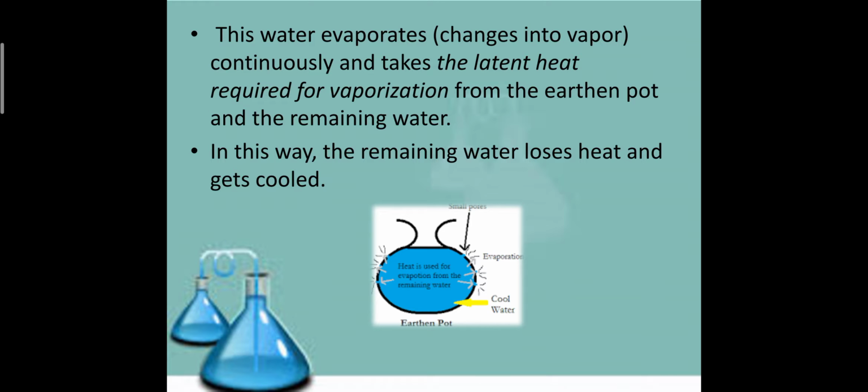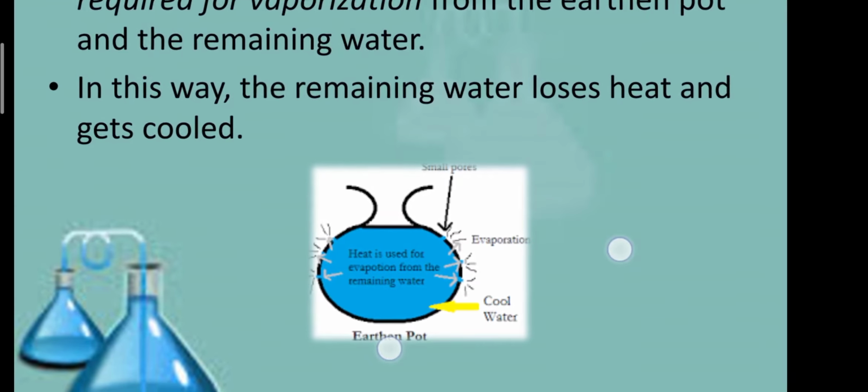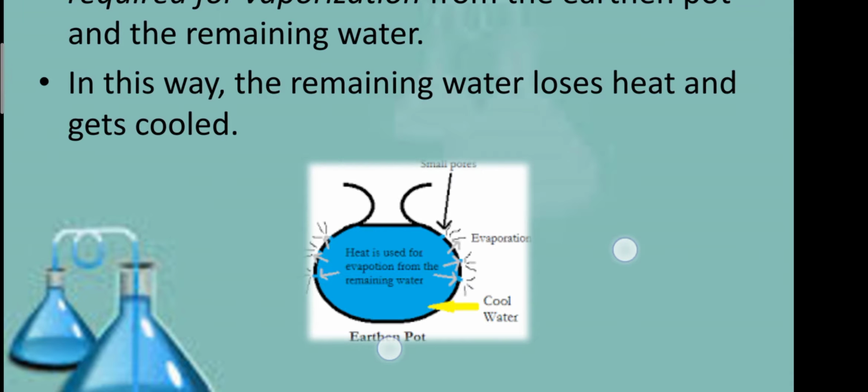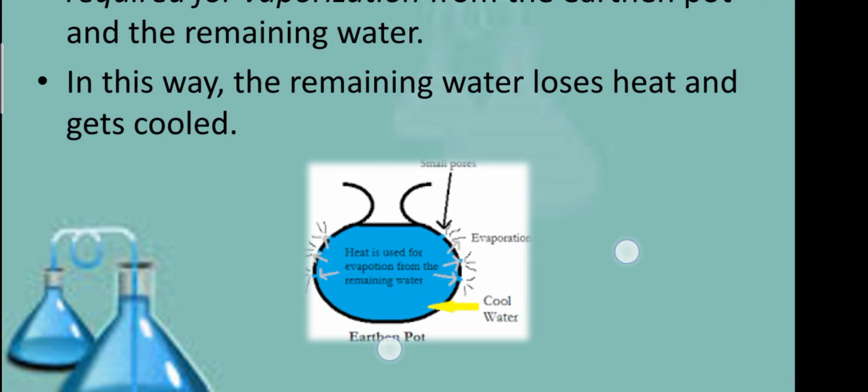Now this water which is getting outside gets evaporated and changes into vapor, and continuously takes the latent heat required for vaporization from the earthen pot and the remaining water. In this way, the remaining water loses its heat and gets cooled.